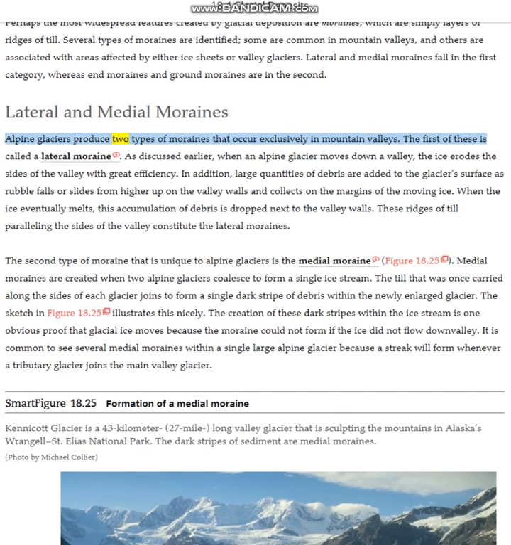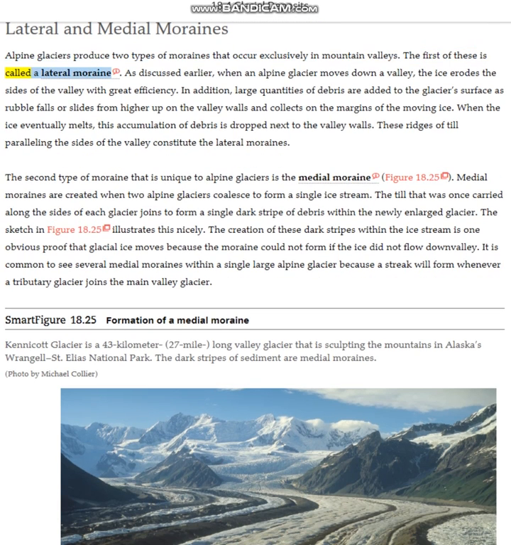Alpine glaciers produce two types of moraines that occur exclusively in mountain valleys. The first of these is called a lateral moraine. As discussed earlier, when an alpine glacier moves down a valley, the ice erodes the sides of the valley with great efficiency. In addition, large quantities of debris are added to the glacier's surface as rubble falls or slides from higher up on the valley walls and collects on the margins of the moving ice. When the ice eventually melts, this accumulation of debris is dropped next to the valley walls. These ridges of till paralleling the sides of the valley constitute the lateral moraines.